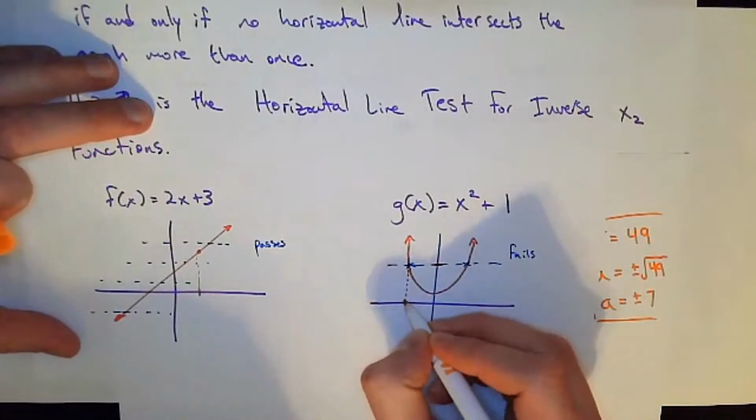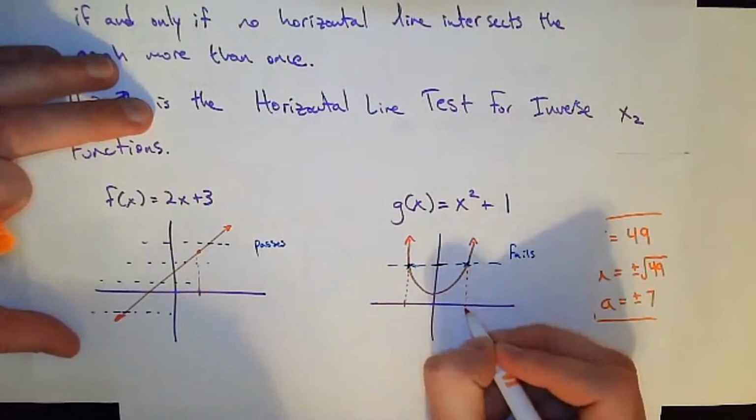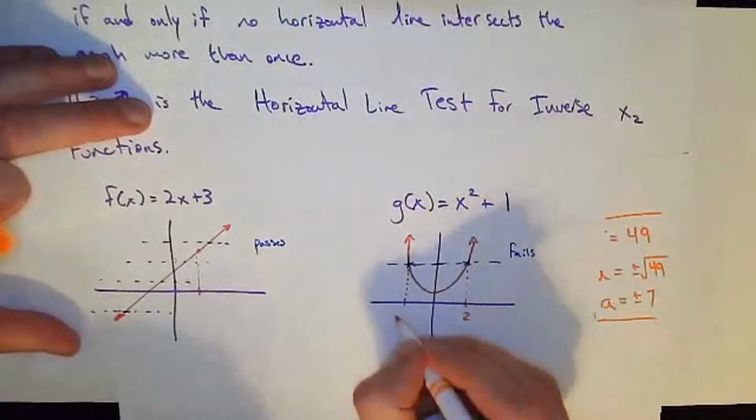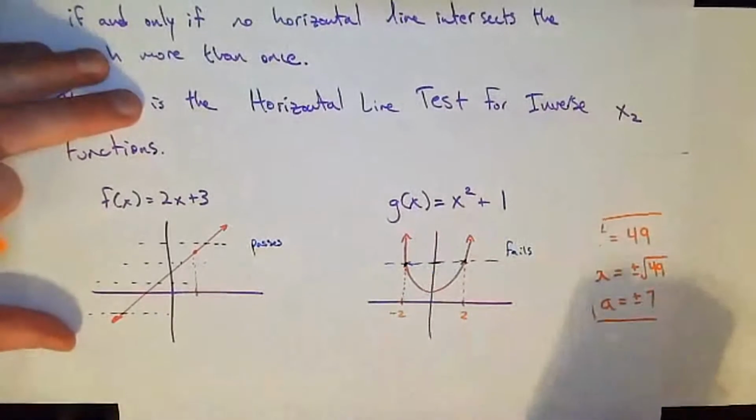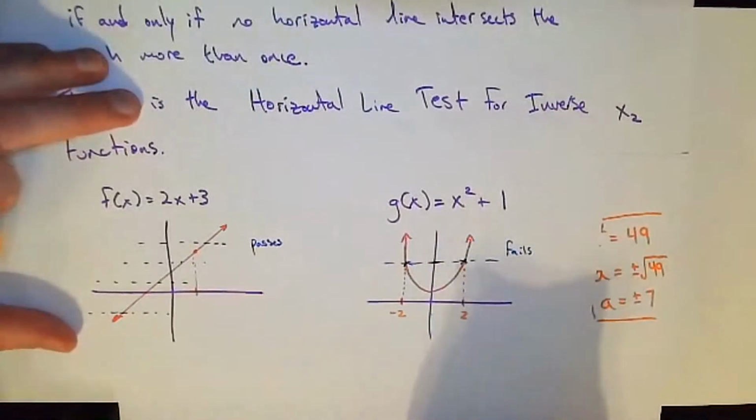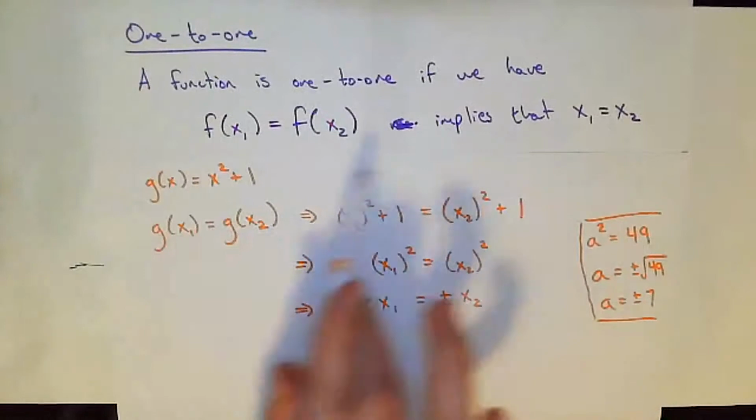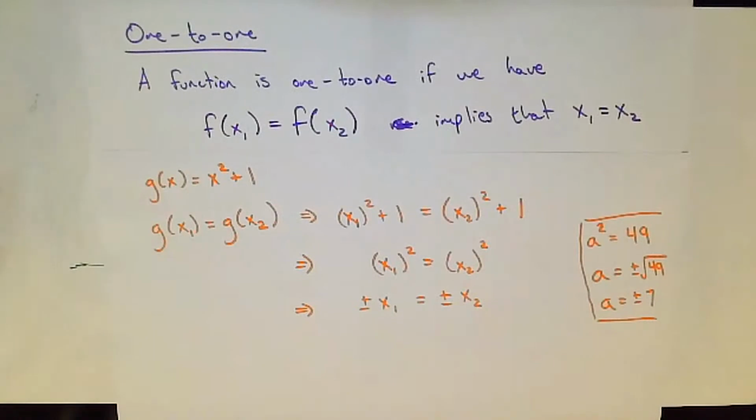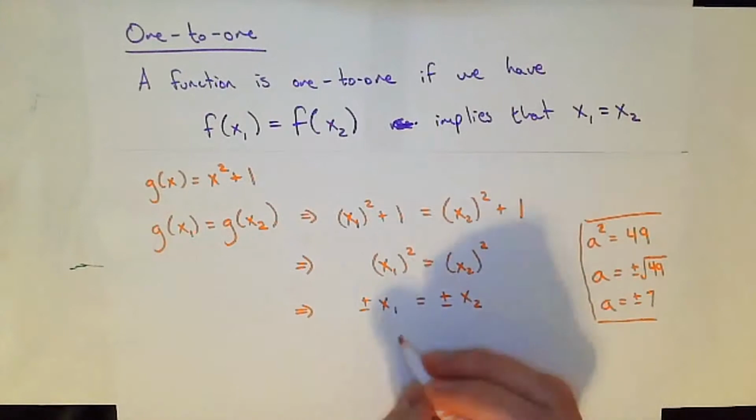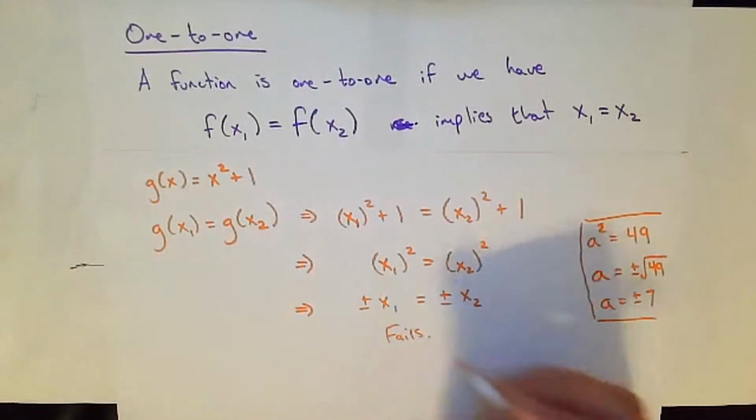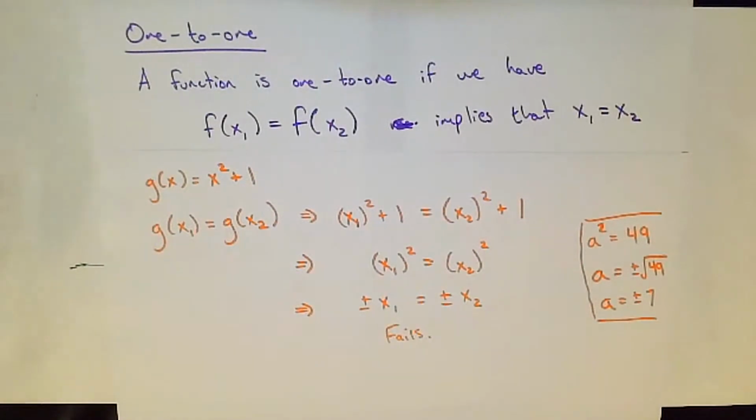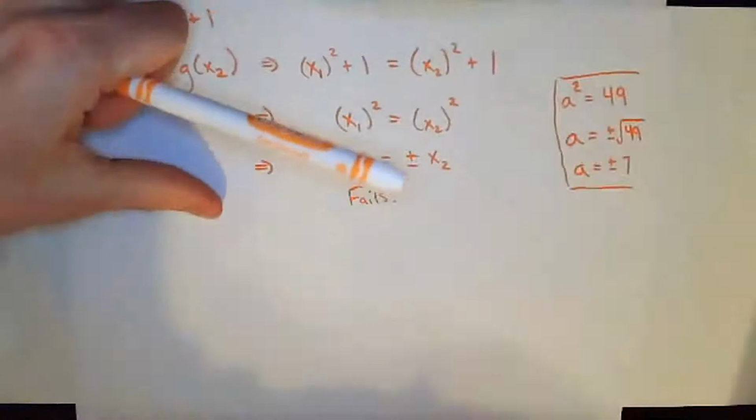It says, well, I can either give you a 2 or a -2 for that same output. But that's not good enough for the definition of one-to-one, right? One-to-one insists that there only be one input for every output. So this fails. Cool. All right.